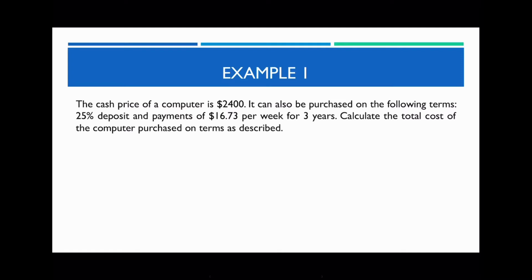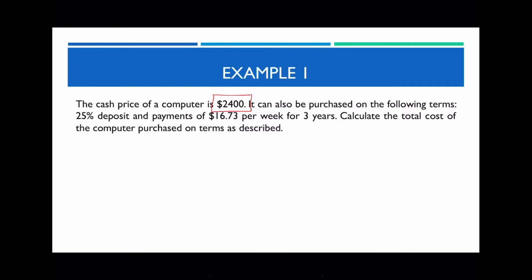It can be purchased on the following terms. You pay 25% deposit and make payments of $16.73 per week for 3 years continuously. Calculate the total cost of the computer purchase on these terms as described above, okay? So let me just unpack that again. The computer costs $2,400, and you paid a deposit of 25%. So find out what is 25% of 2,400. That's the initial amount that you paid up front, okay?